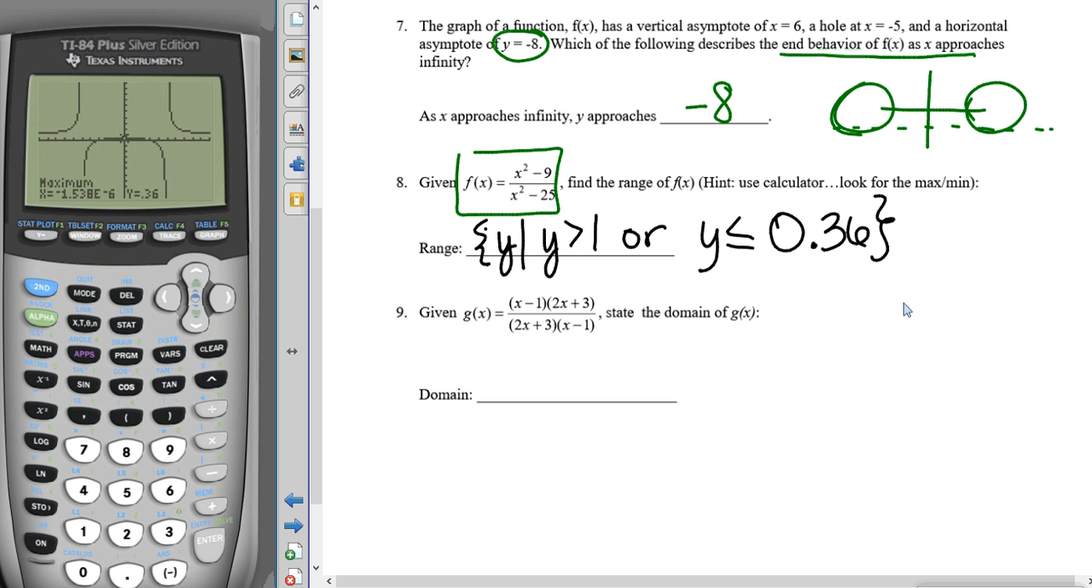All right. On your test, this would be a multiple choice question, and you would have to recognize the type of range and which values make sense.